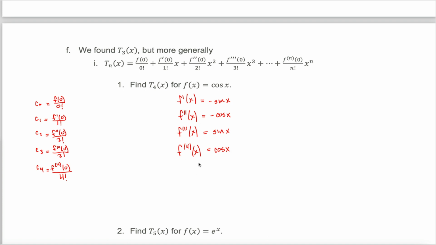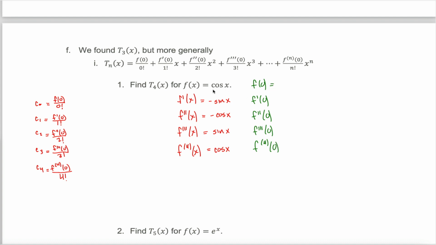Anyways, we have our 4 derivatives here, but really these formulas don't involve the 4 derivatives evaluated at x. They involve the 4 derivatives evaluated at 0. So I need to know f of 0, f prime of 0, f double prime of 0, f triple prime of 0, and f quadruple prime of 0.